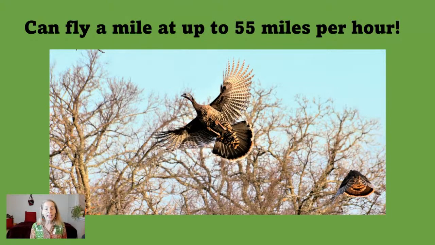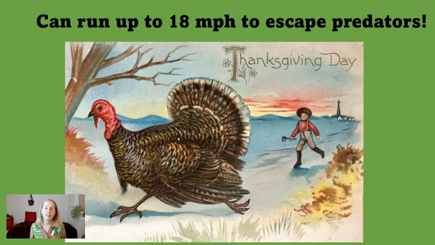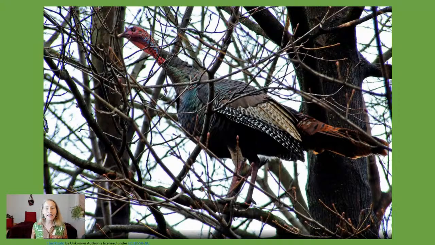They can fly a mile at up to 55 miles per hour. And they can run well too, because they are primarily ground dwelling. They do need to run from their predators like wild dogs and cats, and predators like humans. And at night, they roost in trees. And you can see how camouflaged this one is. So they escape their predators by roosting in trees.